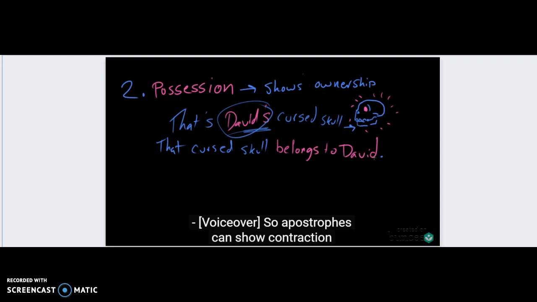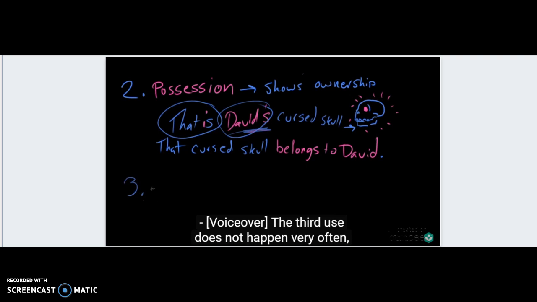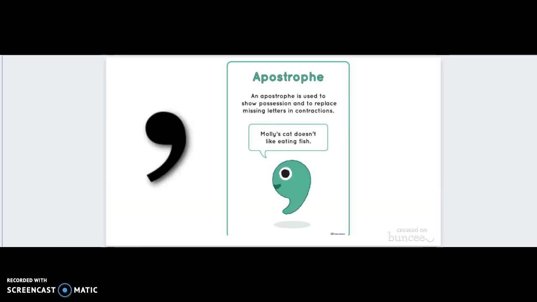So apostrophes can show contraction, much like we're also doing in this part of the sentence with that's, because this is a shorter version of that is David's cursed skull. But we're condensing or contracting that into that's. But it's also being used for its second purpose here, which is David's, and this is what we call the possessive or the genitive case, saying that this cursed skull belongs to me. What's the third use of apostrophes? It's pretty rare. The third use does not happen very often. And for that reason, we're not going to get into that third use. So an apostrophe is used to show possession and to replace missing letters in contractions.